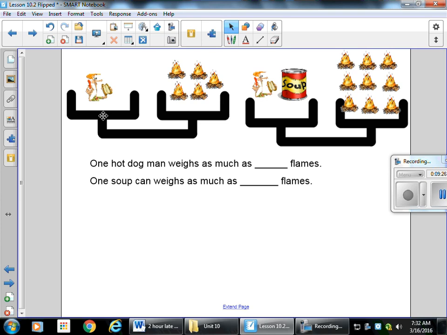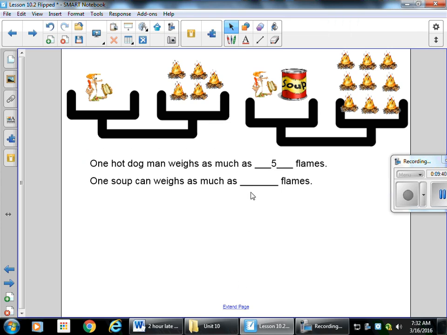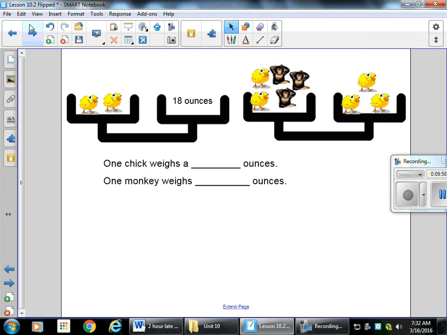Ooh, we've got a hot dog man, soup can. It's kind of fun. So what do we know so far? We know that this guy right here weighs the same as 5 fireplaces. So 1 hot dog weighs as much as how many flames? 1 hot dog man weighs the same as, well, this one's obvious, 5. So 1 soup can weighs as much as how many flames? Well, what do we know? We know this guy right here weighs the same as 5. So if I get rid of this hot dog man, I have to get rid of 5 fireplaces. So that means this can of soup weighs the same as 4 flames.